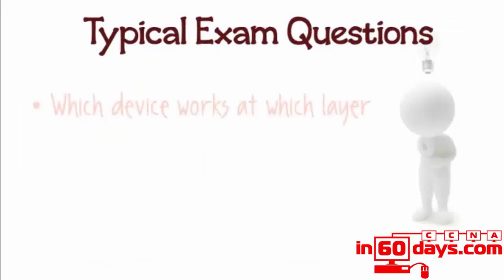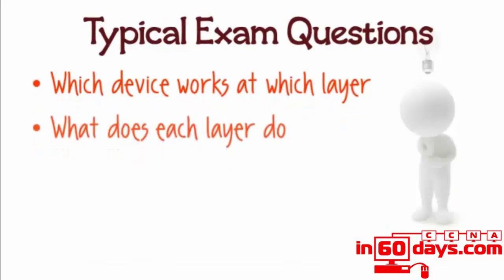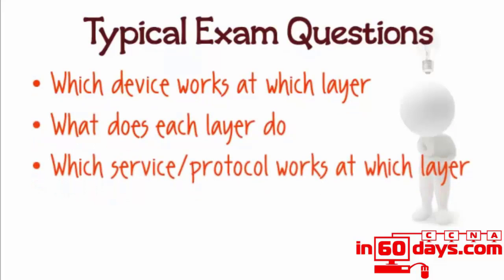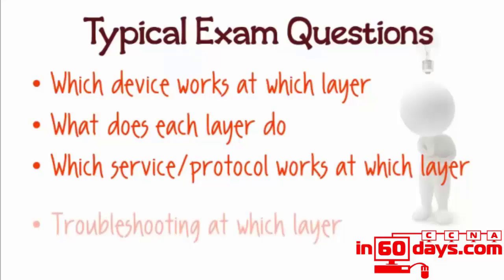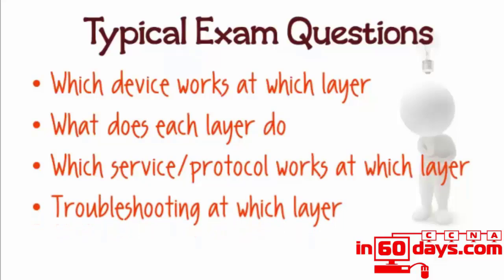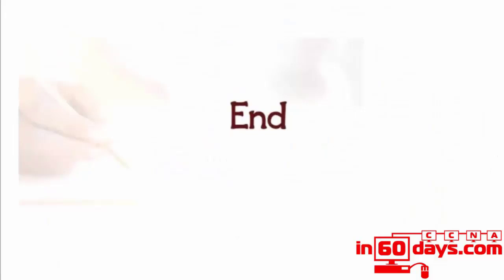Typical kind of exam stuff really is which device works at which layer, the function of each layer, which you need to learn by reviewing this, your book, any study guide you've got, or these lectures, which service or protocol works, and also troubleshooting. They may say there's a certain problem on the network. Is this indicating which layer of the OSI does this indicate is at fault?